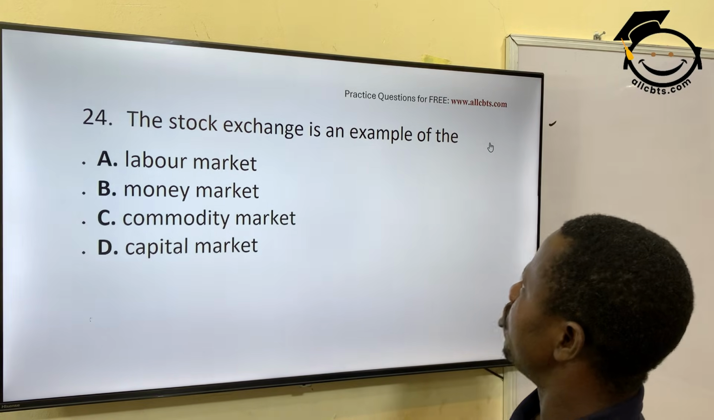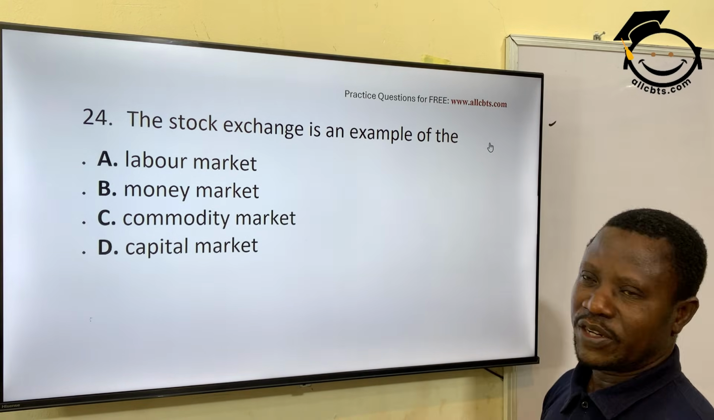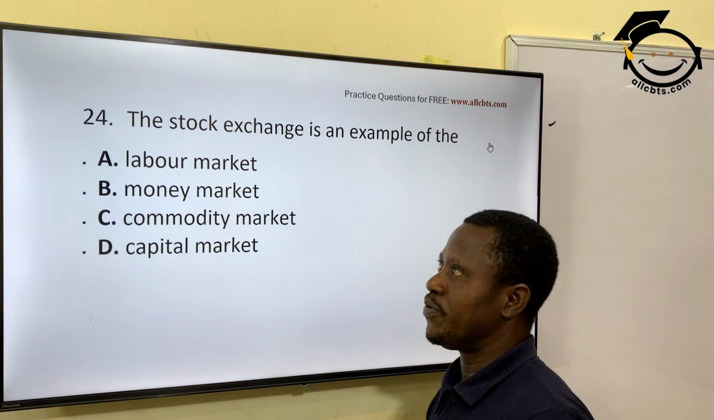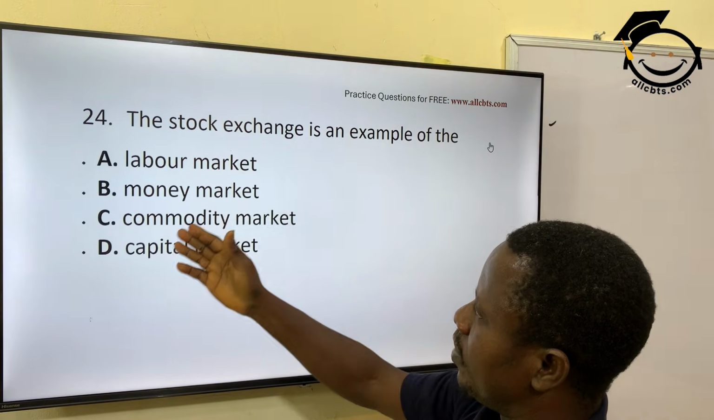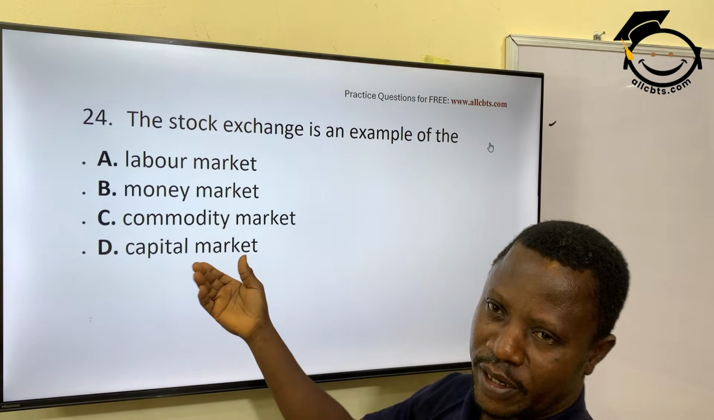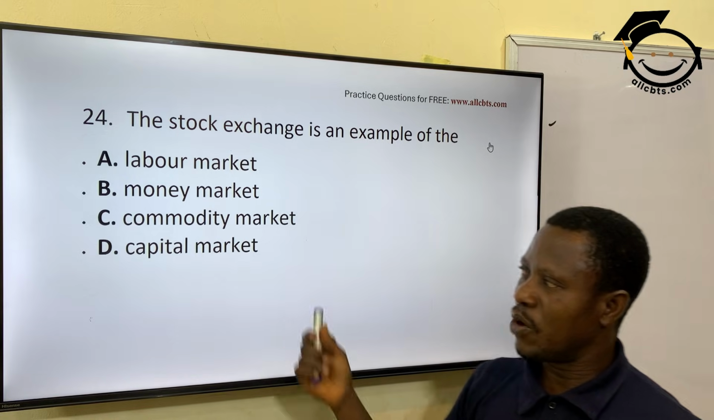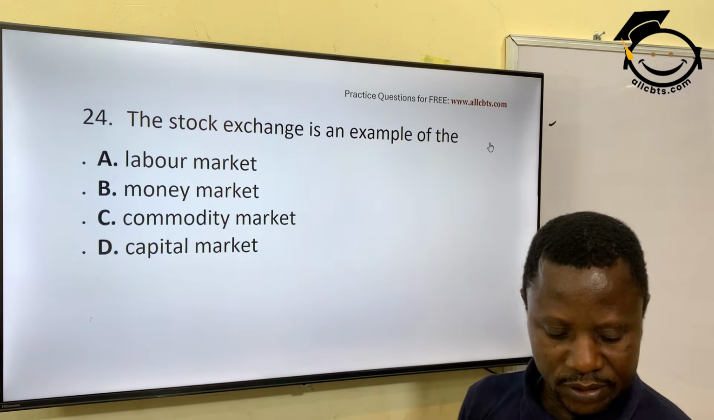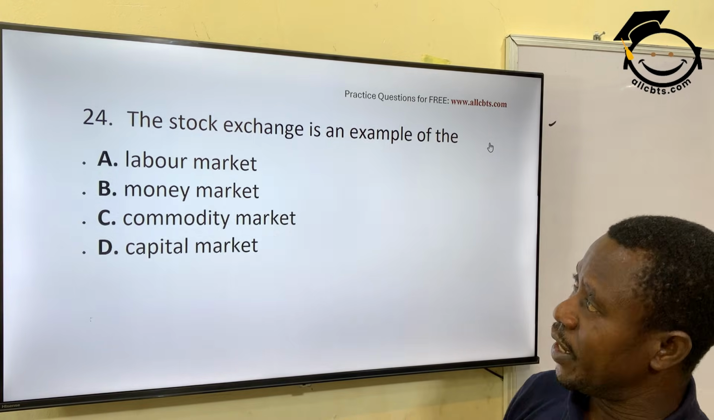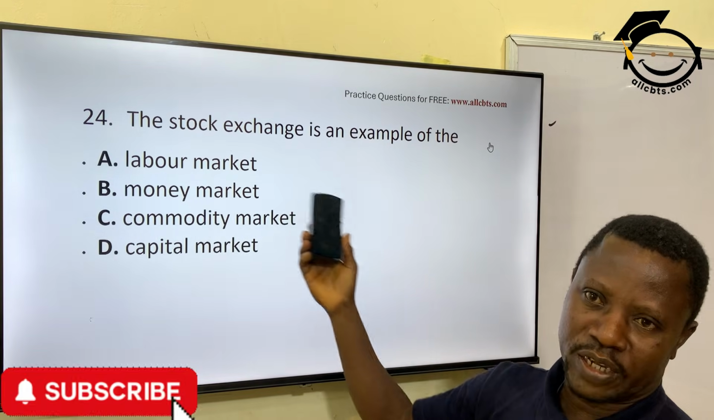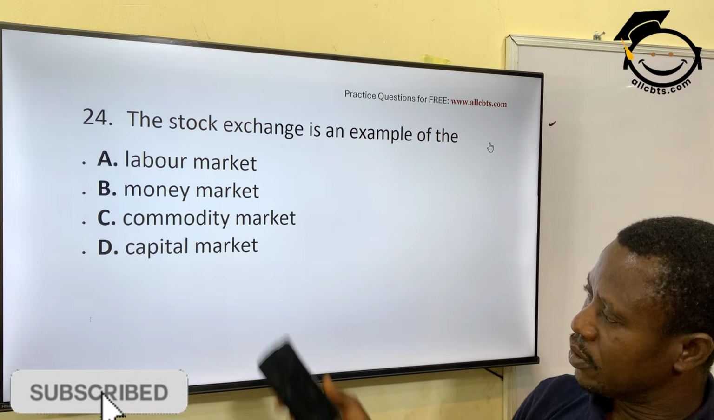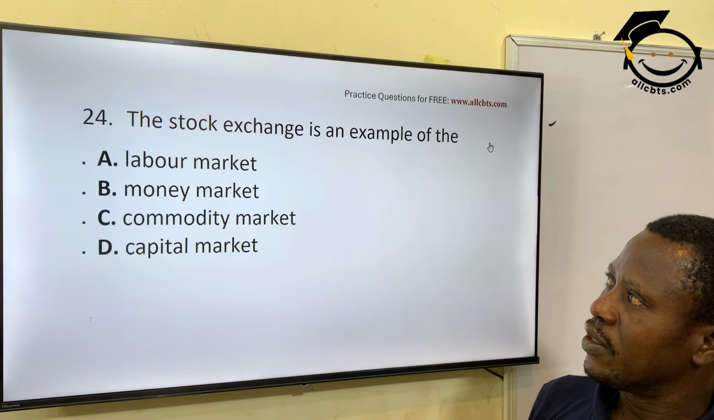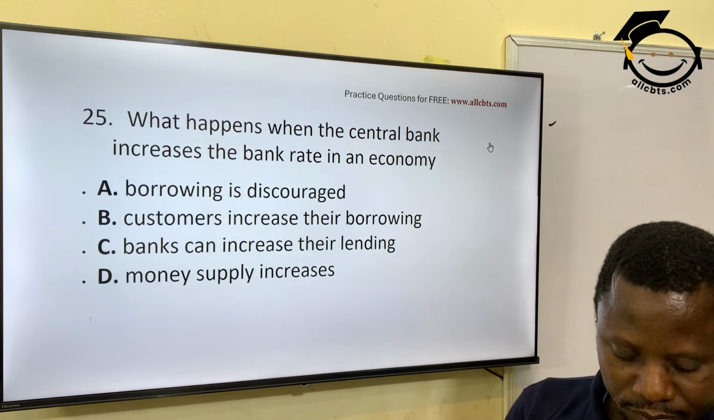The stock exchange we have in Nigeria, that deals with stocks, bonds, shares, and what have you, is an example of labor market, money market, commodity market, capital market. The answer is capital market, where we buy bonds and shares. Option D is the correct answer. Well, a bank is an example of the money market, where you get short-term loans. This one, you buy stocks, investment in capital markets. That is option D.